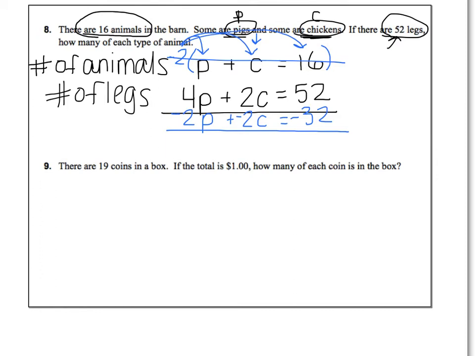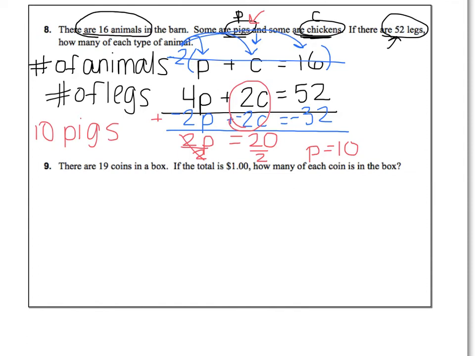Using elimination, I can now add these together. 4p minus 2p, or plus negative 2p, is 2p. Opposites give me 0. And 52 minus 32 is 20. To solve for p, I divide both sides by 2, and that gives me p equals 10. Well, I identified at the top that p was representing pigs. That means we have 10 pigs. Now, if we had a total of 16 animals and there were 10 pigs, we would need 6 chickens to balance that out.